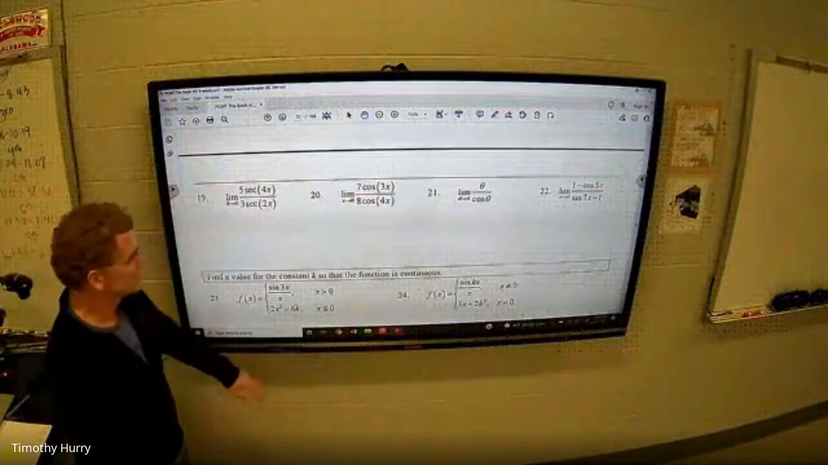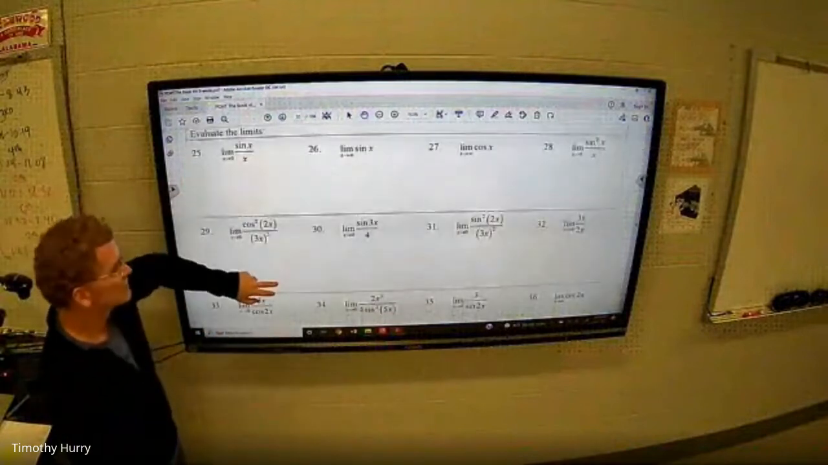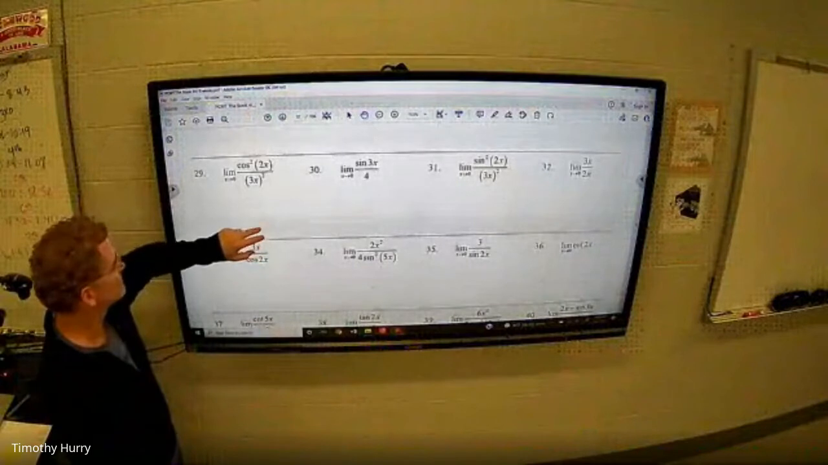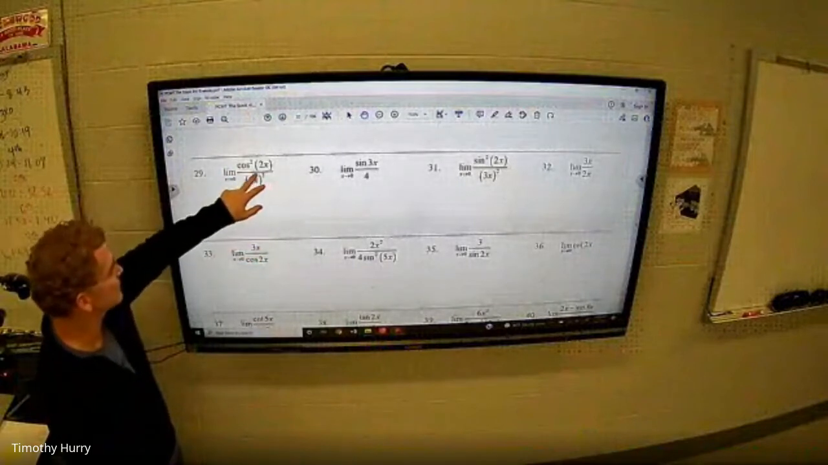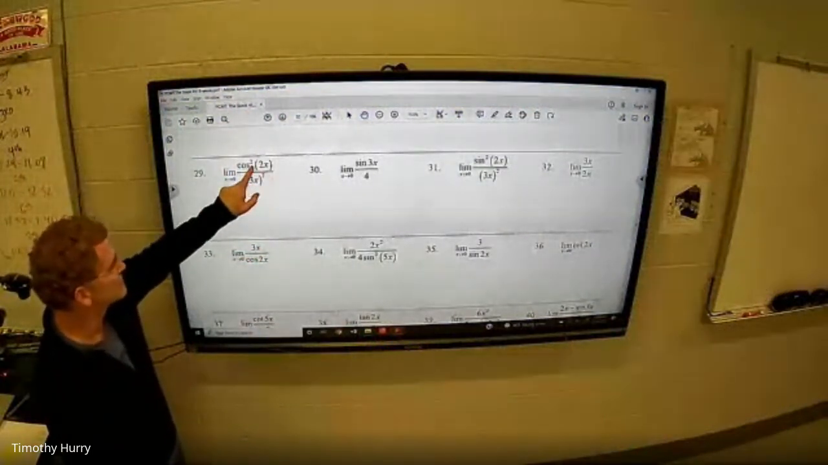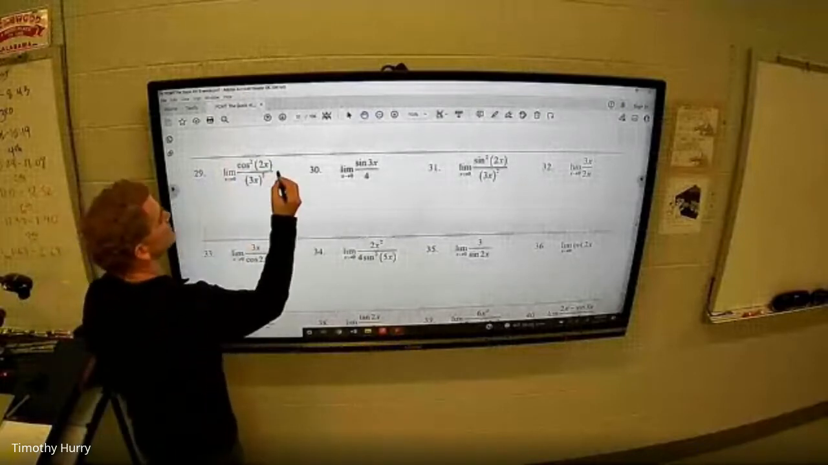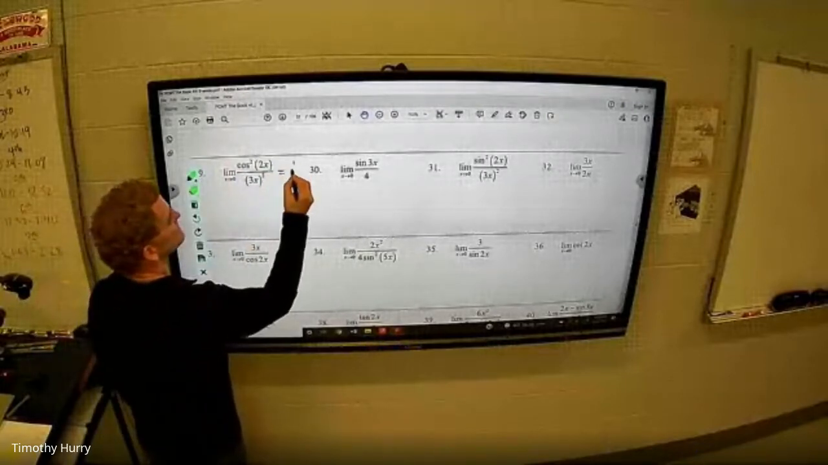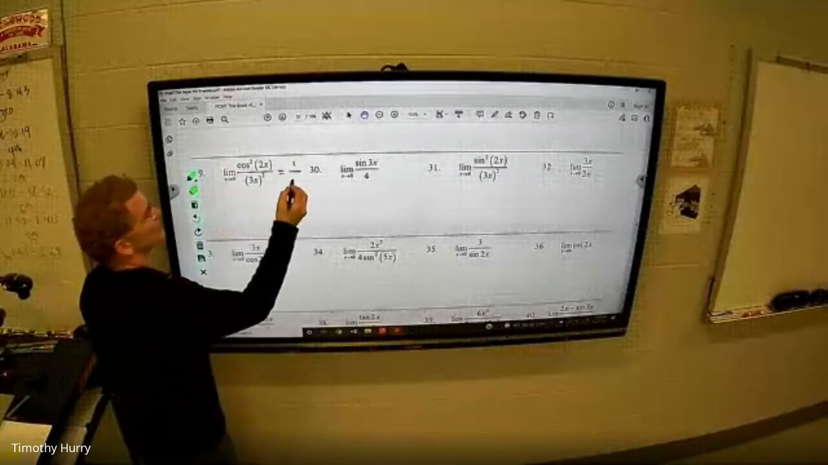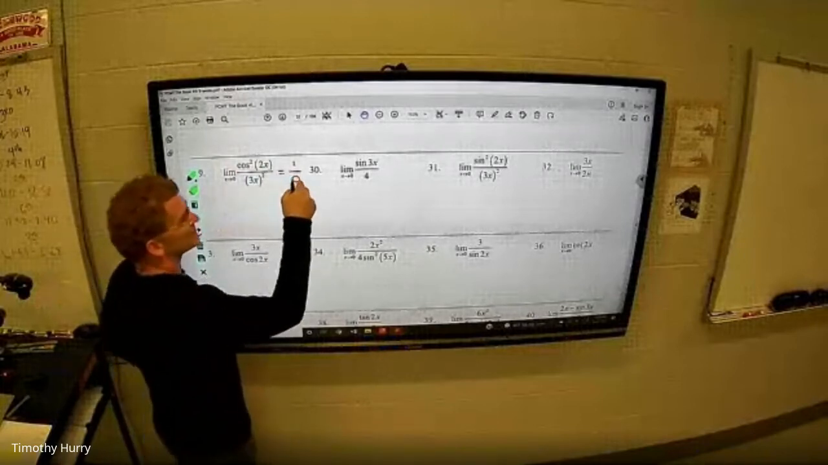29. Same page? Yes, sir. 29. Similar thing. If I plug a 0 in there, I get 2 times 0 is 0. Cosine of 0 is 1. 1 squared is 1. So I get 1 in the numerator. Plug a 0 in the bottom, I get 0 squared, which is 0. Now that tells me what?